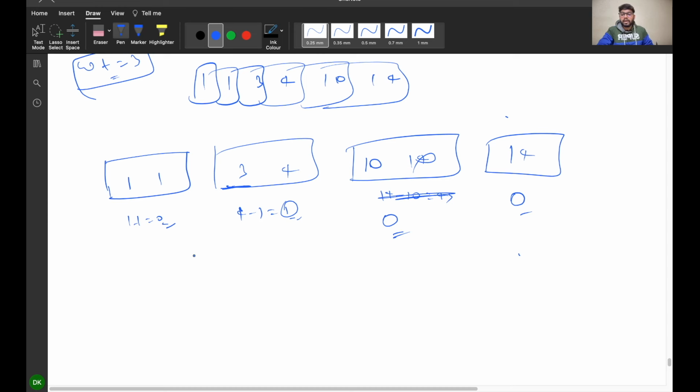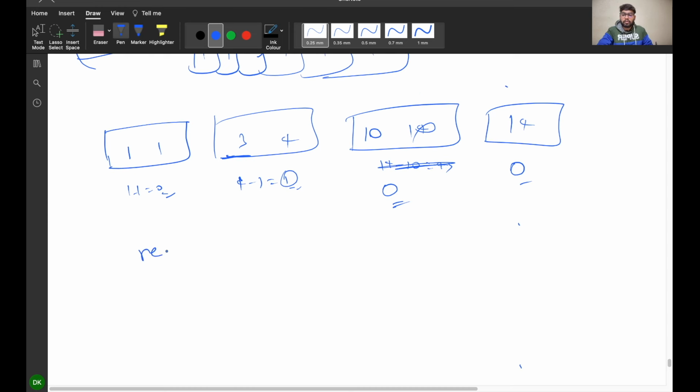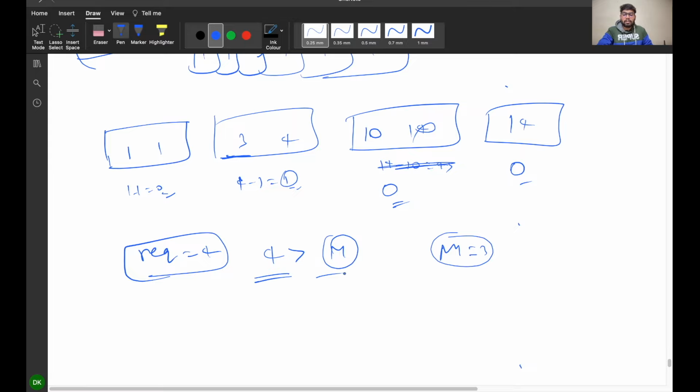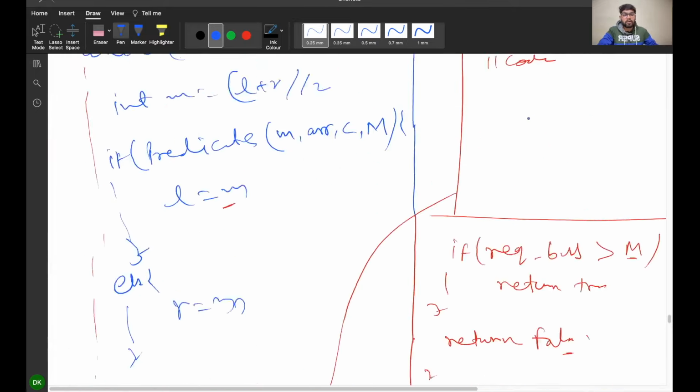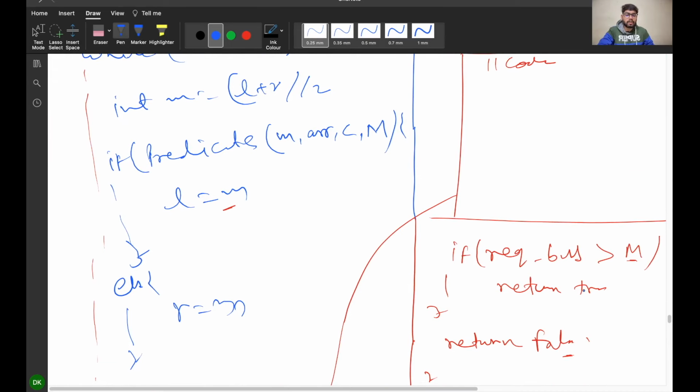And after exiting from the while loop we have our required buses as 4, and 4 is greater than M, and M is what? M is given as 3. So at this time our required bus is greater than M. So after that I just return true, and while I am returning true I just update my L to M.